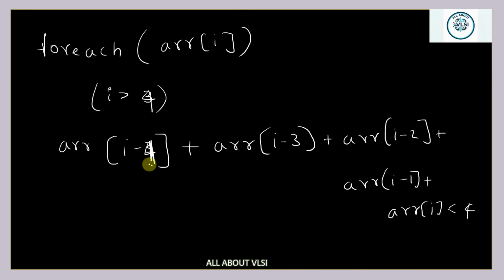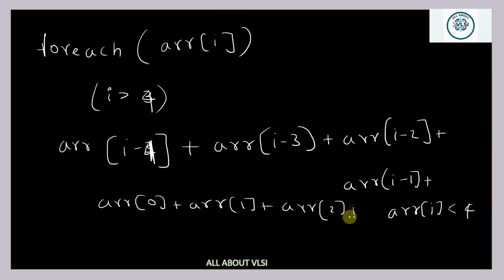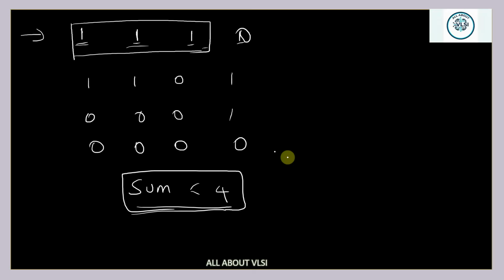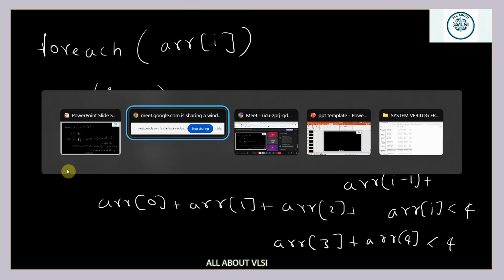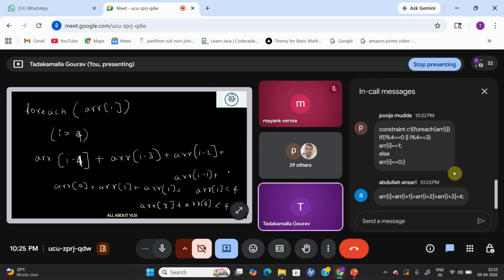So what is happening over here? 4 minus 4 is 0. Array of 0 value plus array of 1 value plus array of 2 value plus array of 3 plus array of 4, because 4 consecutive cycles, right? So the sum should be less than 4. Okay. Is it clear? So this is how we are going to make sure that consecutive write operations for 4 cycles is not going to happen. Yeah, exactly. Is it clear for everyone?